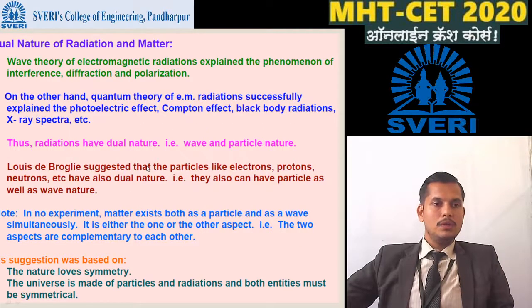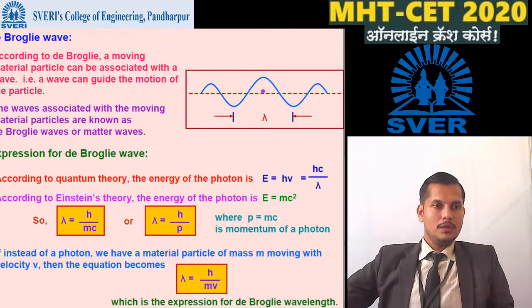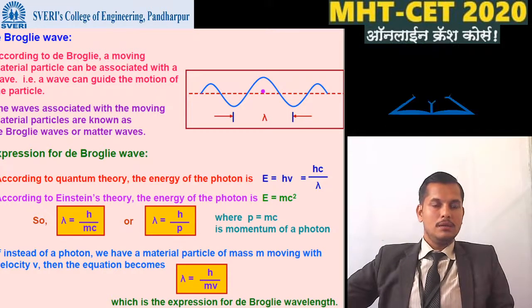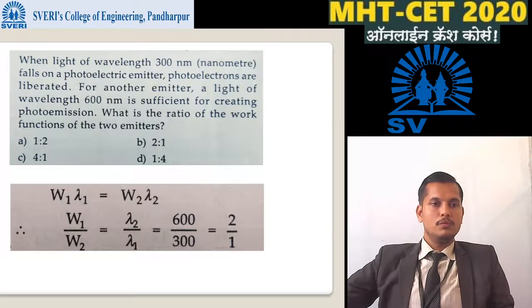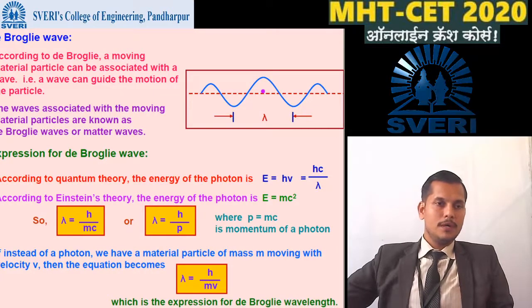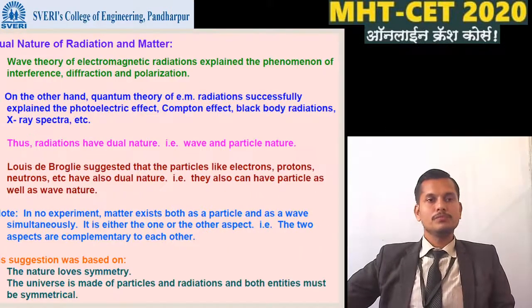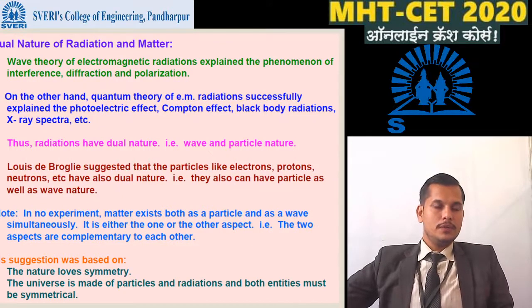Then we move to the next part, that is dual nature of radiation in matter, where we are using this de Broglie wave. What is meant by de Broglie wave? And then after completion of this, we move to our second part, that is MCQ discussion. So let us read it first.